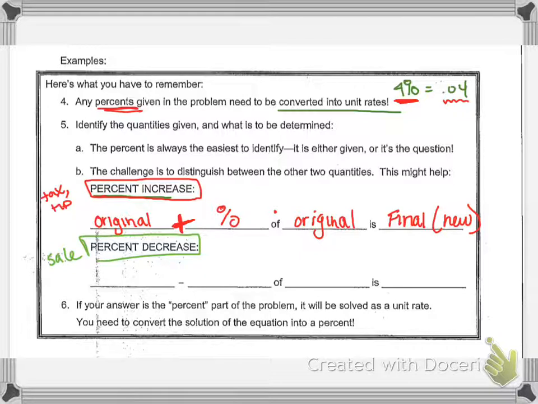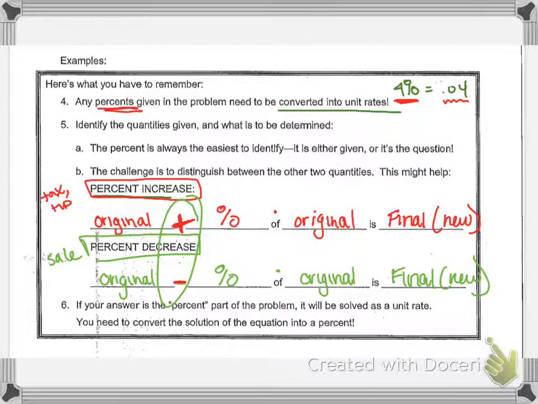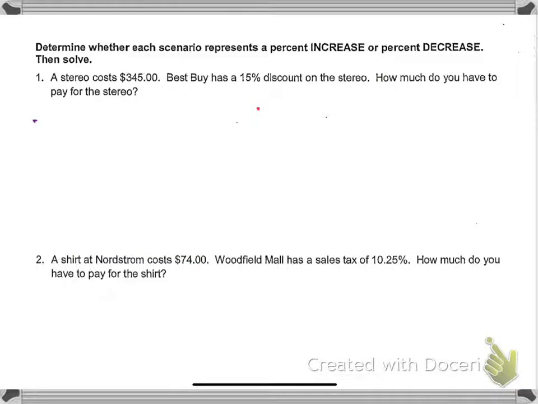You're going to notice it's very similar. So for sales and things like that, a decrease, I'm going to take that original amount, but this time I'm going to subtract those two things. The percent times the original again is going to give me my final amount. So you'll notice really the only difference is for increase I'm going to add, and for decrease I'm going to subtract. Okay? So let's try some problems.